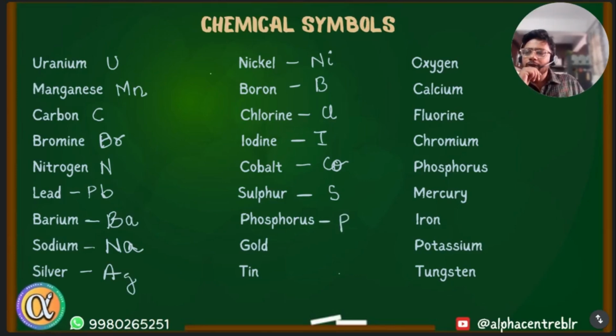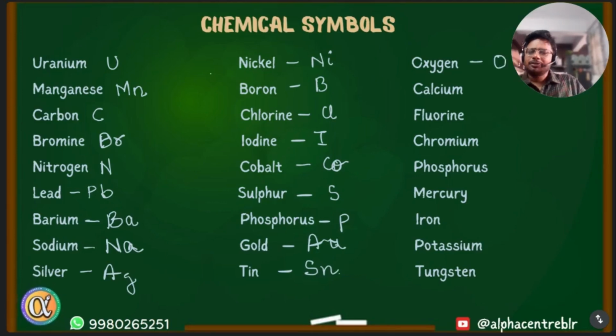Vanshika, gold again. Au. Very good. Who would like to tell tin? Sn for tin. Okay. Oxygen? O, sir. Let's finish this fast now. I think most of you are familiar. Calcium. Ca. Okay.